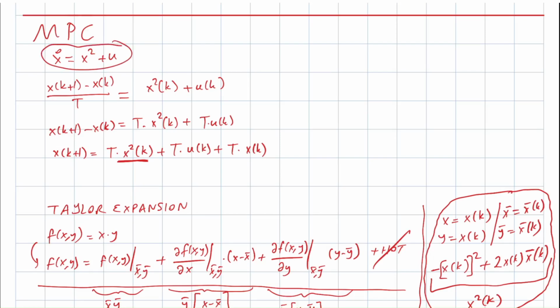x dot equals x squared plus u. This term is nonlinear. All right, let's start from scratch and discretize this plant, step by step, one by one. Let us use the forward Euler approximation for this derivative term. Here we get this, and let's arrange the terms and isolate x of k plus 1. At the end, this is what we have.